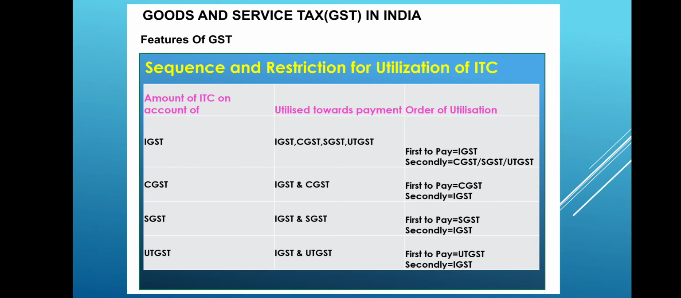If we have a balance of SGST, then first we have to pay only SGST. So if we have a balance of UTGST, first we have to pay only UTGST, and after that we can pay IGST if there is some balance after paying the CGST, after paying the SGST or after paying the UTGST.